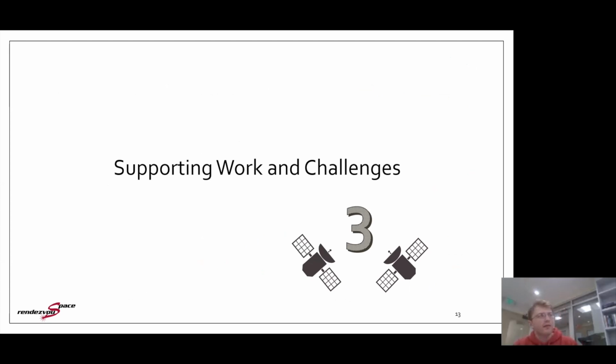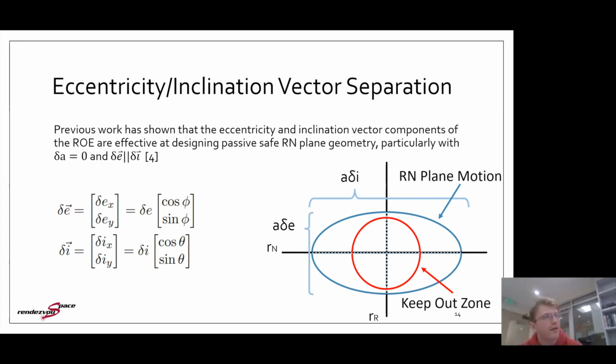So what we have so far in terms of generating and describing passive safe orbits is work describing eccentricity inclination vector separated orbits. It is very convenient in terms of the RN geometry to have your eccentricity vector and inclination vector perfectly aligned, so they have the same phase. Here I've split the XY components of each vector into a phase magnitude form. If they match in phase, you'll have a very neat and squared off ellipse of easily seen dimensions of the relative inclination vector length and the relative eccentricity vector length in the RN plane.